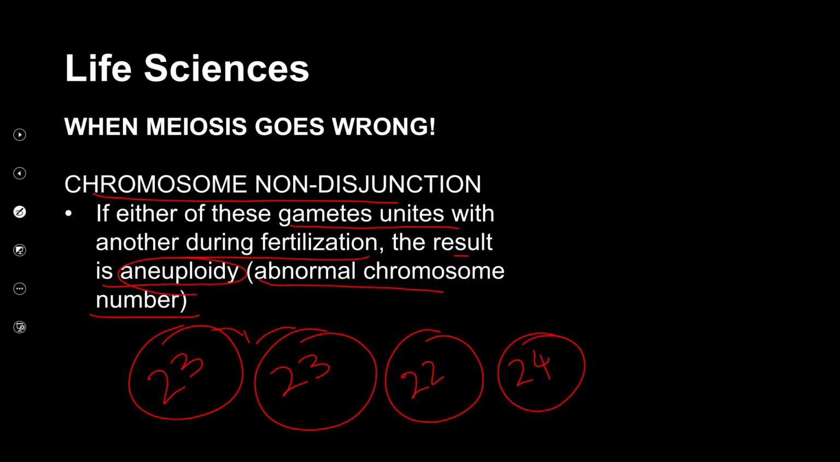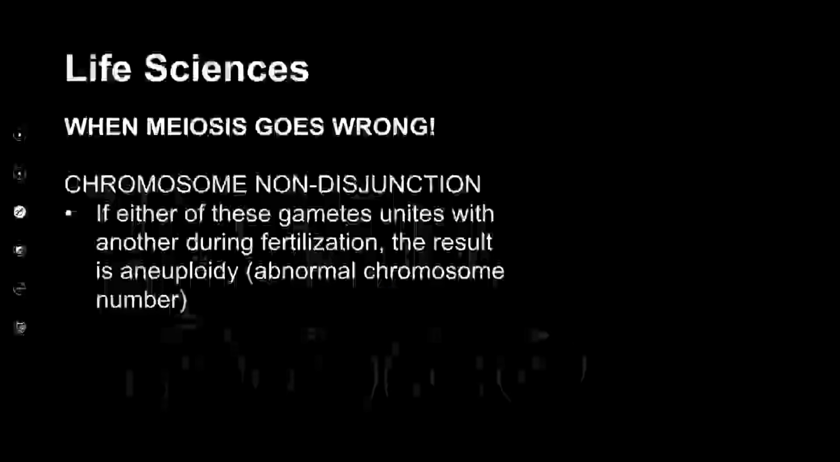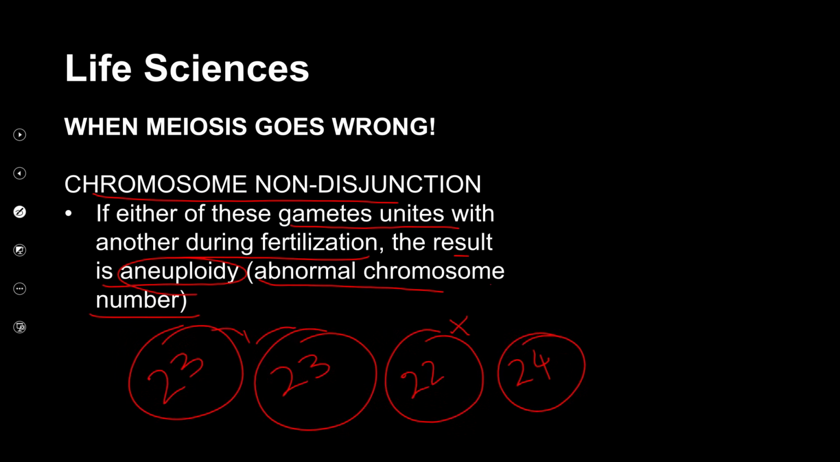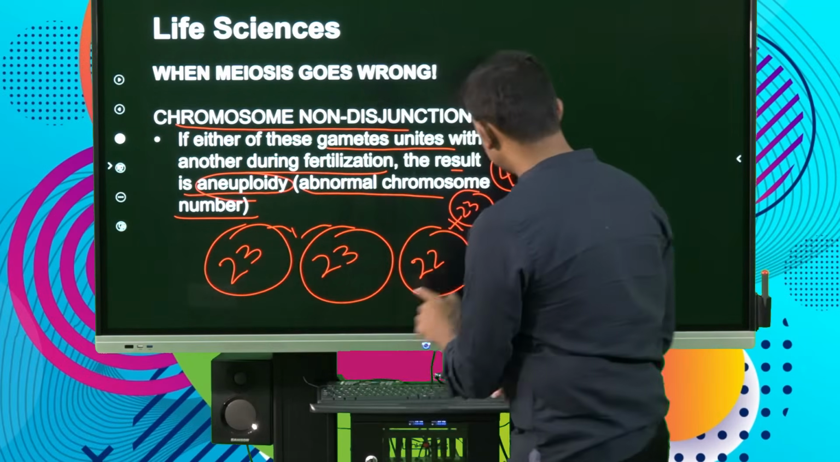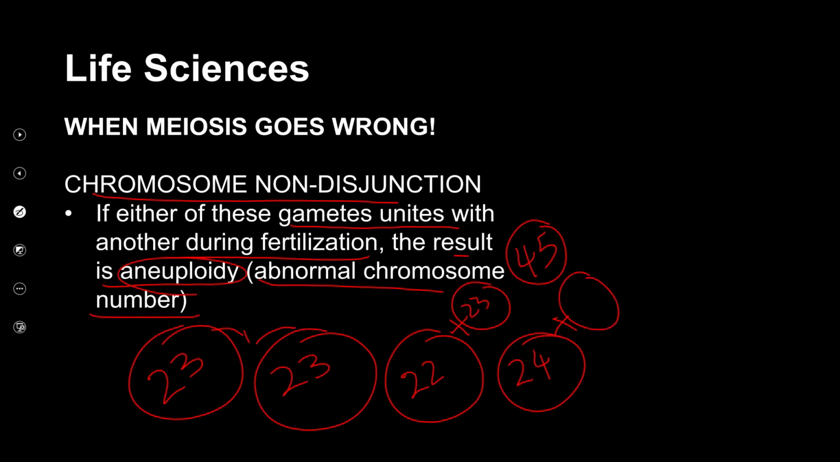And when these fertilize with other cells that are normal or having a full haploid set of chromosomes, they will result in 23 plus another cell having 23, will give you a total of 40, if I do that correctly, 45. And that's a cell that has an abnormal number of chromosomes. It's one less than the full 46. Likewise, if this gamete that has an abnormal number of chromosomes fertilizes with a gamete that is having a full haploid set, it will result in a cell that now ends up with 47 chromosomes. And having 47 chromosomes is one more than the full diploid set.